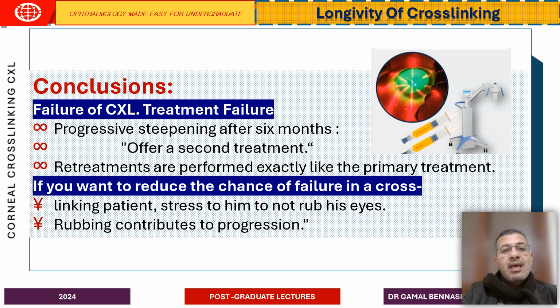So you can see the evolution of the assessment of the efficacy of cross-linking. Initially, they were totally dependent on the Kmax and the demarcation lines.